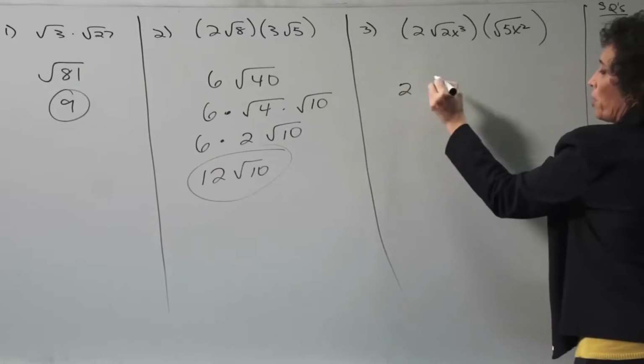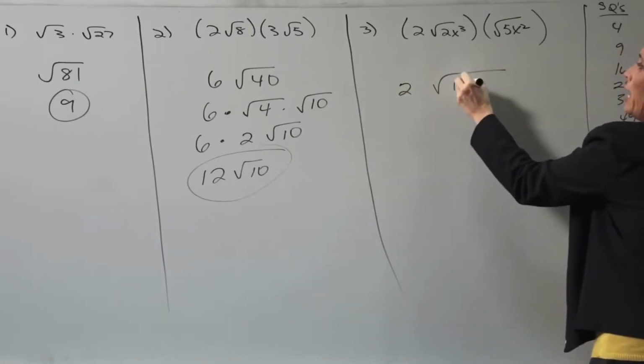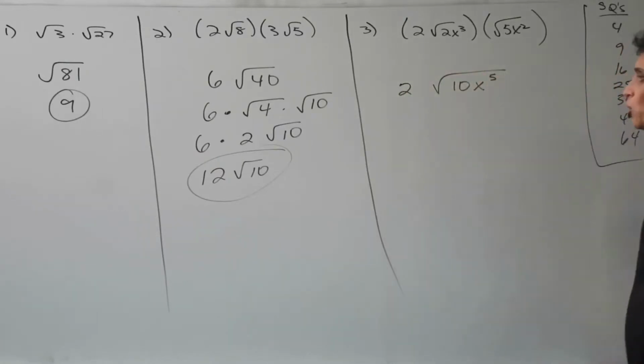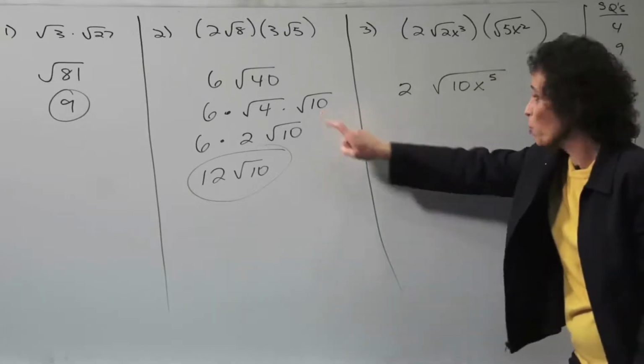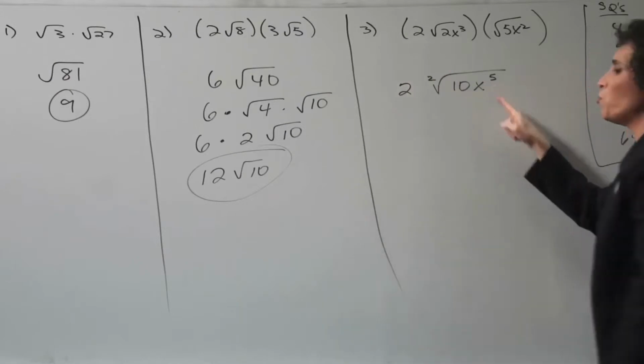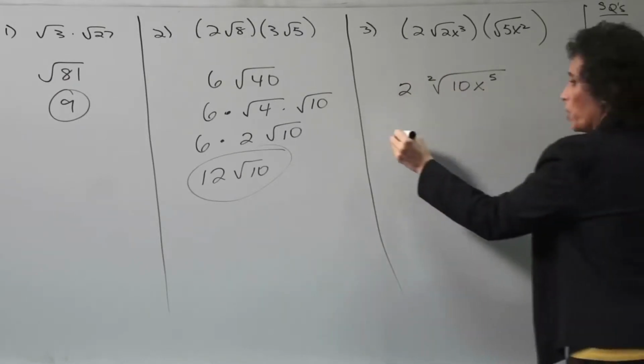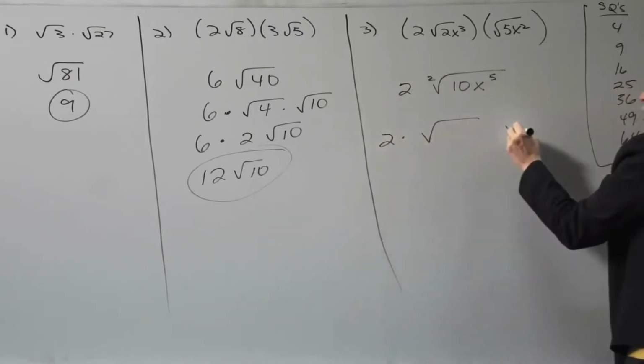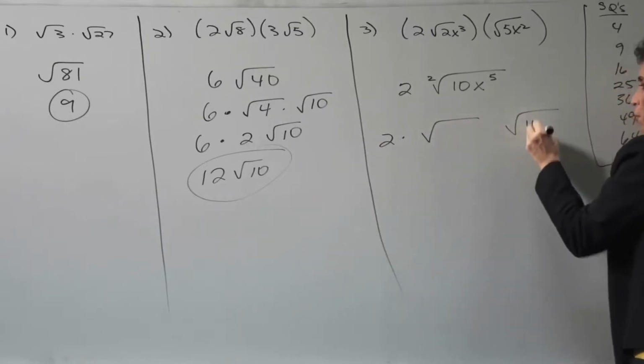2 is the only number outside. Square root of 10x to the 5th. Notice we already said 10 cannot be broken down, but we have to work on x to the 5th because that exponent is bigger than the index. We have to keep going. Here we go. I hope you kept going. 10 can't be broken down.